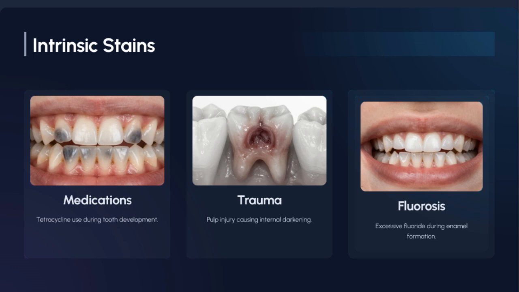Tetracycline binds to the dentin and enamel as the teeth form, resulting in a gray or brown discoloration that's embedded within the tooth structure. In general, these intrinsic stains are different from extrinsic stains because they originate from within the tooth rather than from external sources like food or drink. Understanding these causes helps us better diagnose and plan appropriate treatment options for our patients.